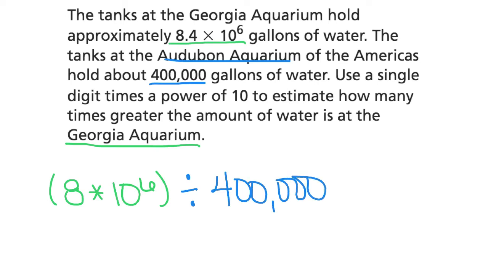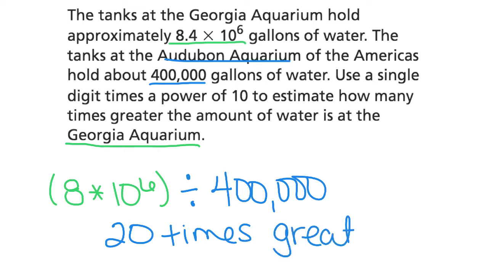When we put this into our calculator, we find that it is approximately 20 times greater in water at the Georgia Aquarium. 20 times greater. If we write this in scientific notation, that's about 2.0 times 10 to the 1st power.